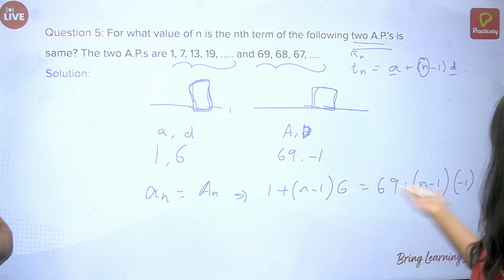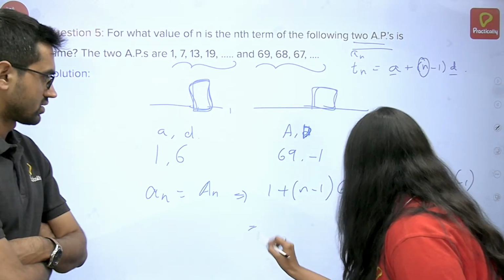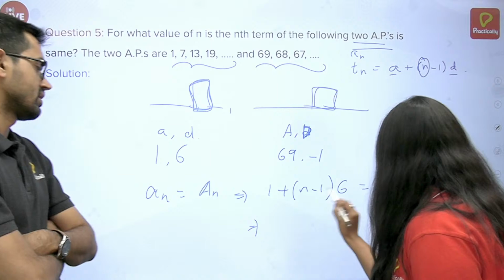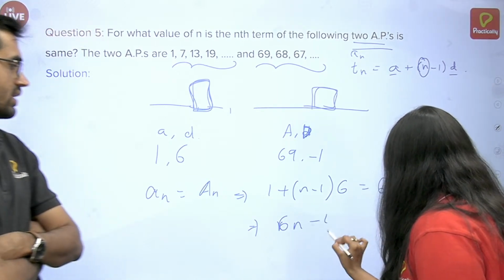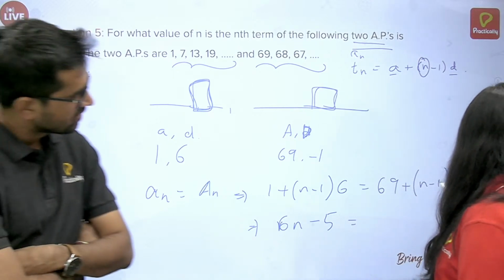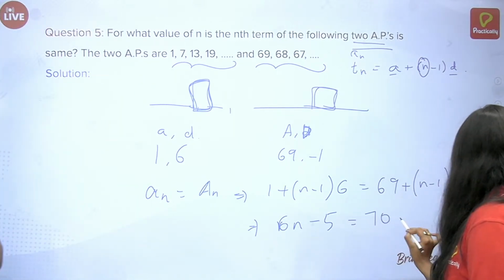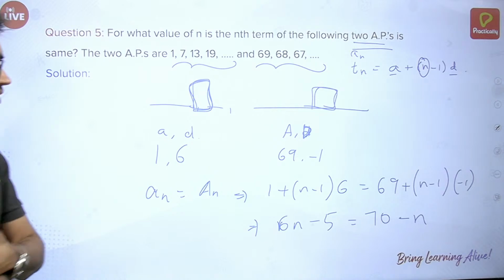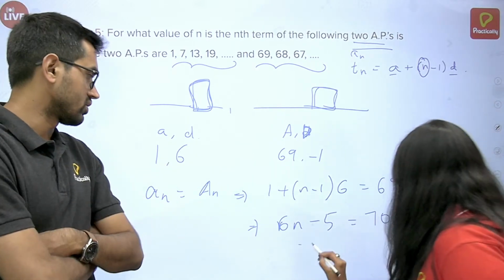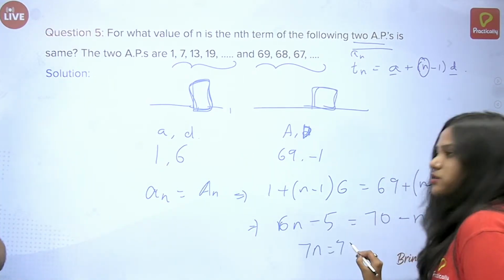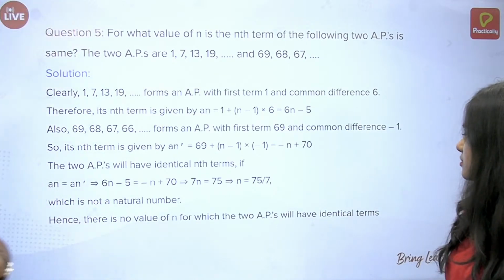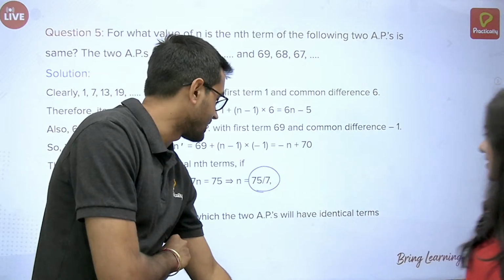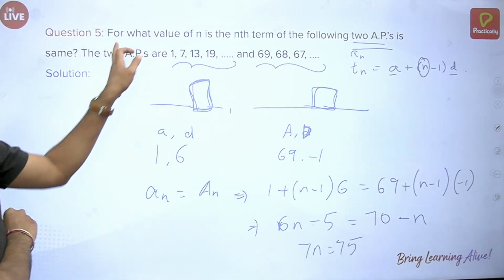Okay. So this is a linear equation, very simple, you can easily do it. So we multiply: 1 plus, minus 6, minus 5. So 6n minus 5 is equal to 69 plus 1, 70 minus n. Correct? So this will become 7n equals 75. Why is it coming 75? Okay, let us see. So there is no possibility. Right? So for what value of n?